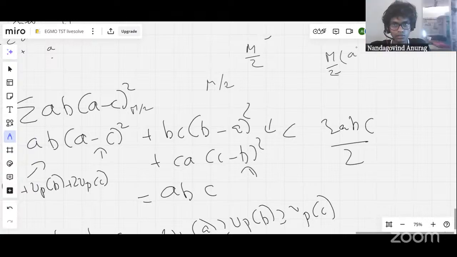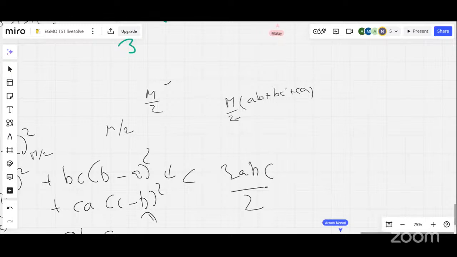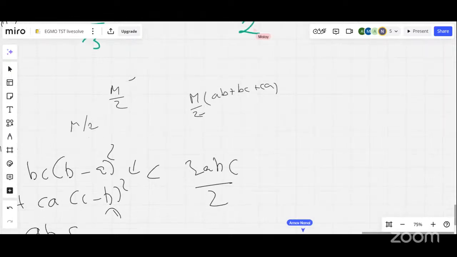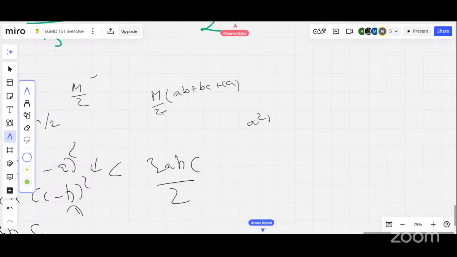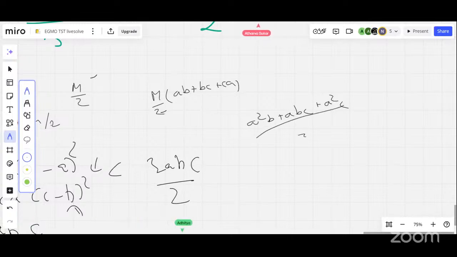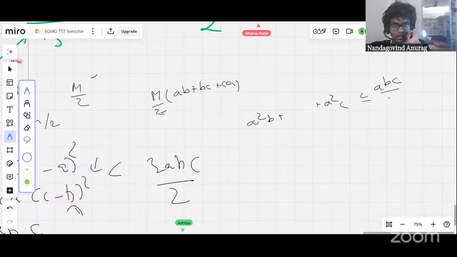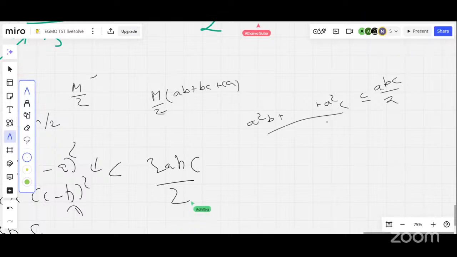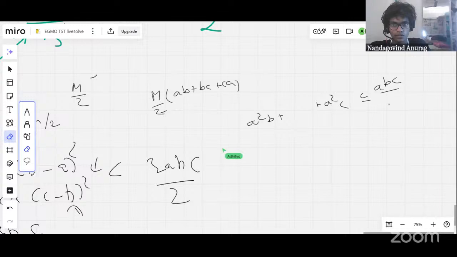Times ab plus bc plus ca equals M. Also, the terms should be far apart, because out of these three terms, at least one of the three must be at least M by 3. So just assume the first term, and you get that A minus C squared is at least M by 3, and at most M by 2.